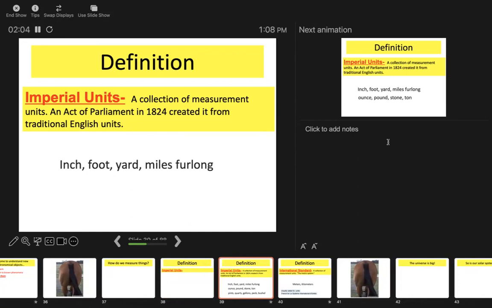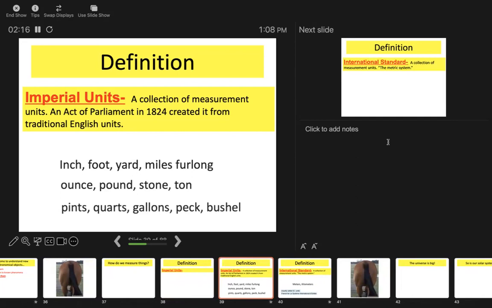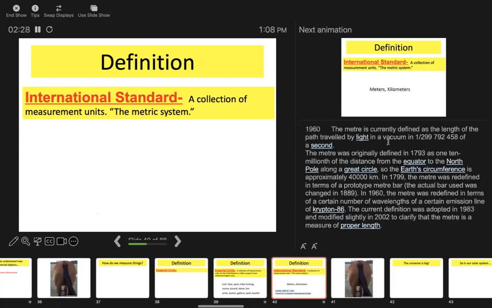For distances, we use inches, feet, yards, and miles. Longer than a mile is called a furlong. For weights, we use ounces, pounds. We don't use stone, and we do use ton. And lastly, for fluid volumes, we use pints, quarts, gallons. You've probably heard about bushels as well. Those are all measurements that we use for how much stuff we've got in volume.